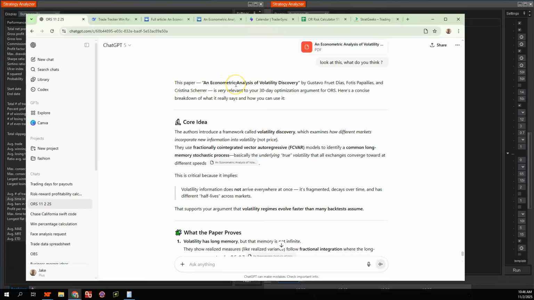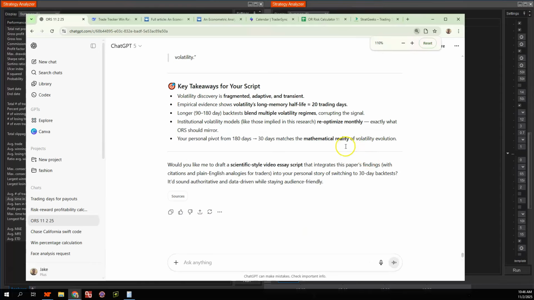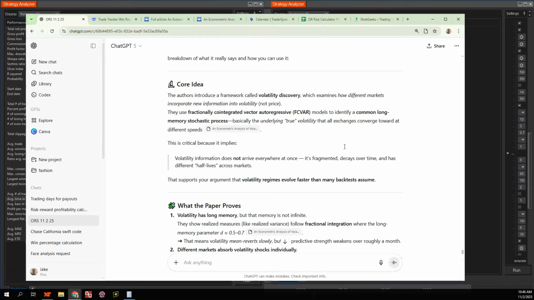So this paper, An Economic Analysis of Volatility Discovered by Gustavo, is very relevant to your 30-day optimization argument for ORS. Here's a concise breakdown of what it really says and how you can use it. So we're just going to go over this. The core idea: the authors introduce a framework called volatility discovery, which examines how different markets incorporate new information into volatility, not price. They use fractionally cointegrated vector autoregression models to identify a common long memory stochastic process.